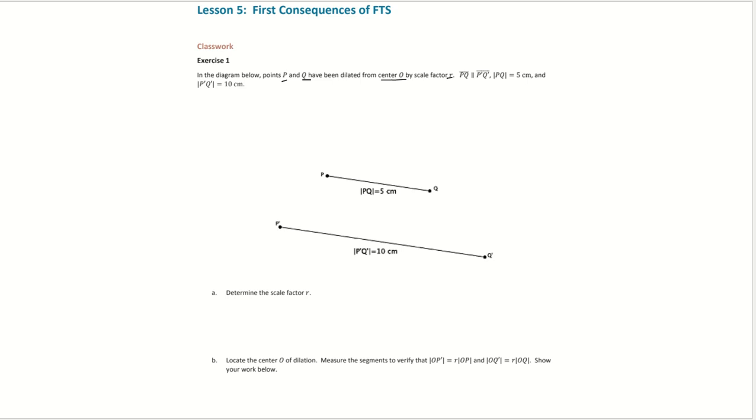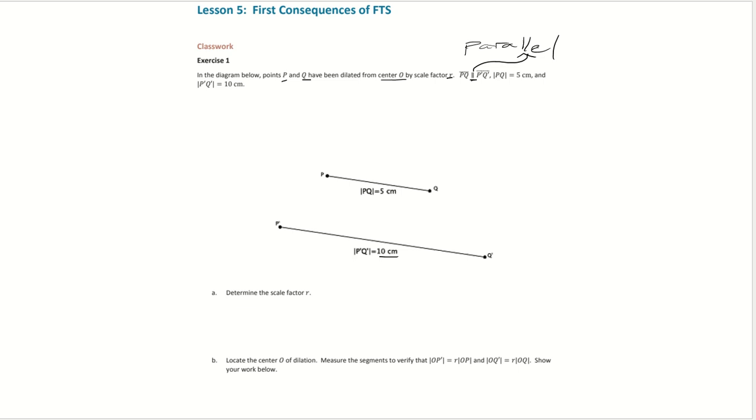It says that PQ is parallel. Remember, this line means parallel. And it's kind of cool because, again, that's like the two L's in the word parallel, right? To P prime, Q prime. PQ is 5 centimeters, and then it says later that P prime, Q prime is 10 centimeters.